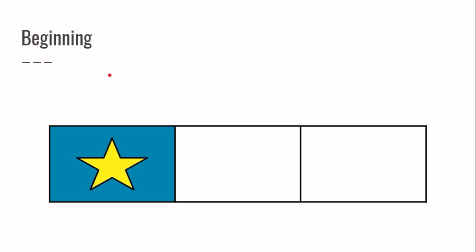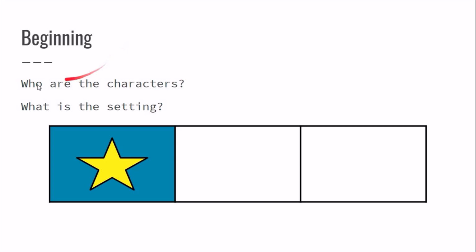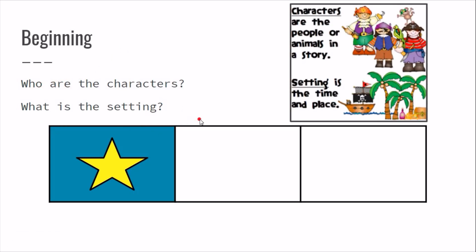So it's my turn first. I am going to focus on the beginning of the story. And while I'm looking at the beginning, I'm going to try to answer these two questions. Who are the characters and what is the setting? And just a reminder, characters are the people or animals in a story, and the setting is the time and the place. And these are two different features that you will find in most realistic fiction texts.